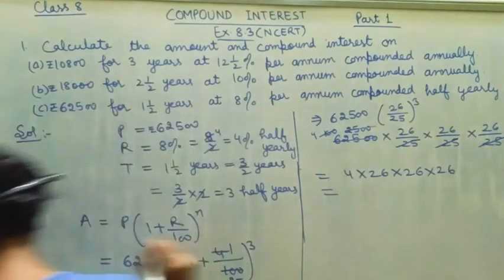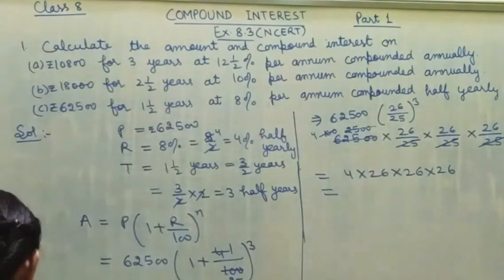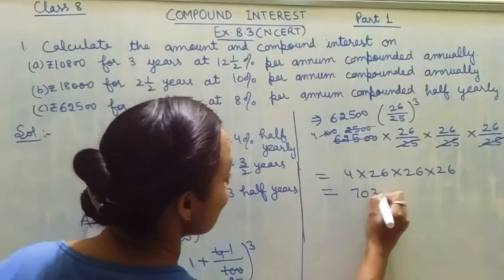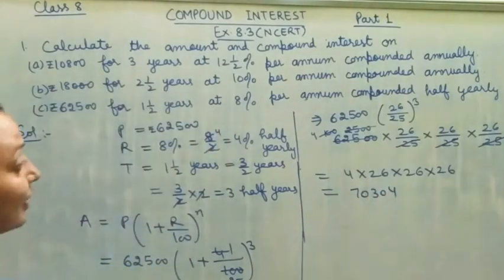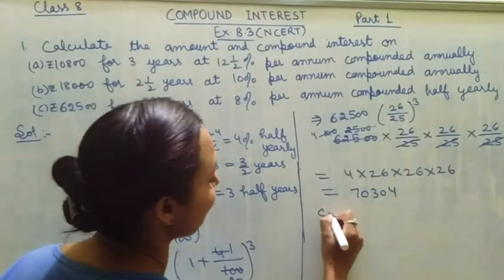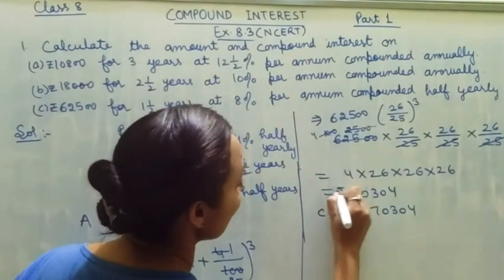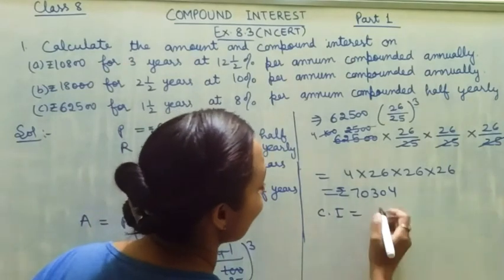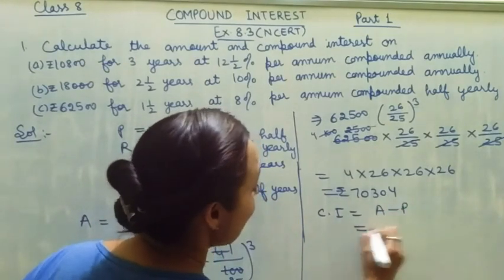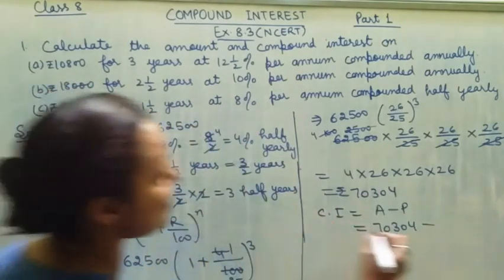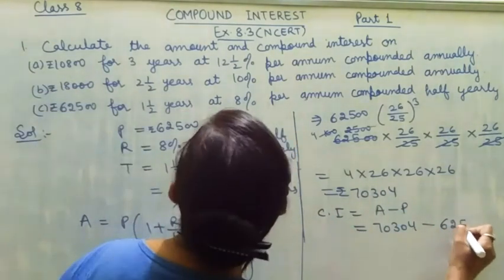After multiplying all these digits, I will get 70,304. After multiplying, now I will calculate the value of compound interest. This is in rupees. First of all I will write the formula A minus P. Amount is 70,304 minus principal is 62,500.